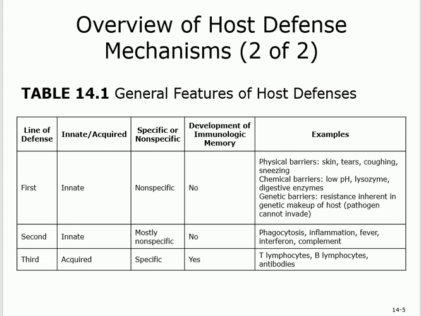So the first line consists of physical barriers, chemical barriers, and genetic barriers. Okay? Physical, chemical, genetic, 3 barriers. This is the first one. The physical barrier is skin, tears, cough, sneezing.